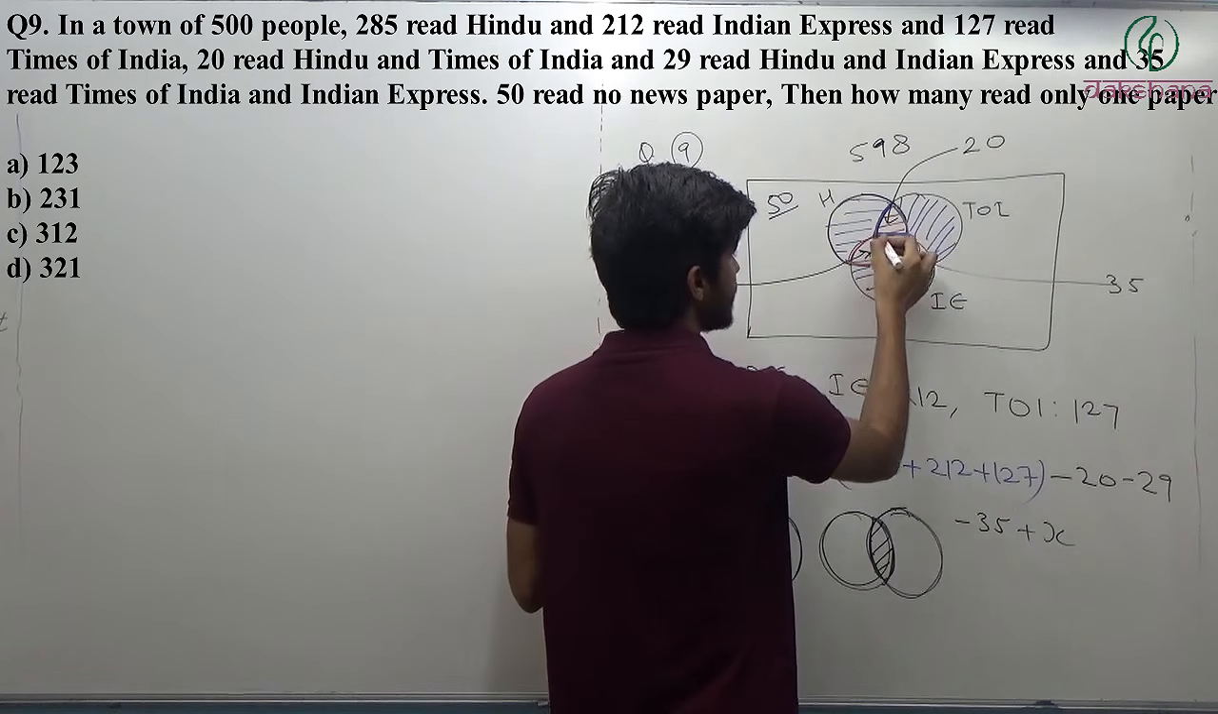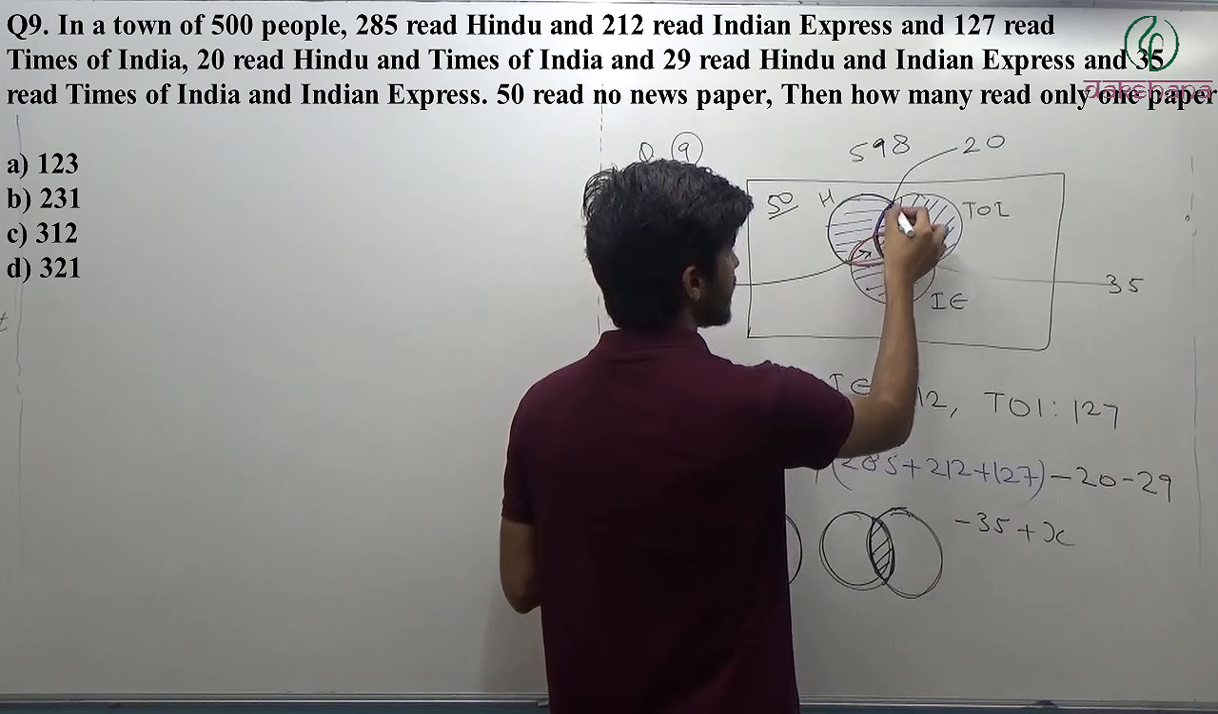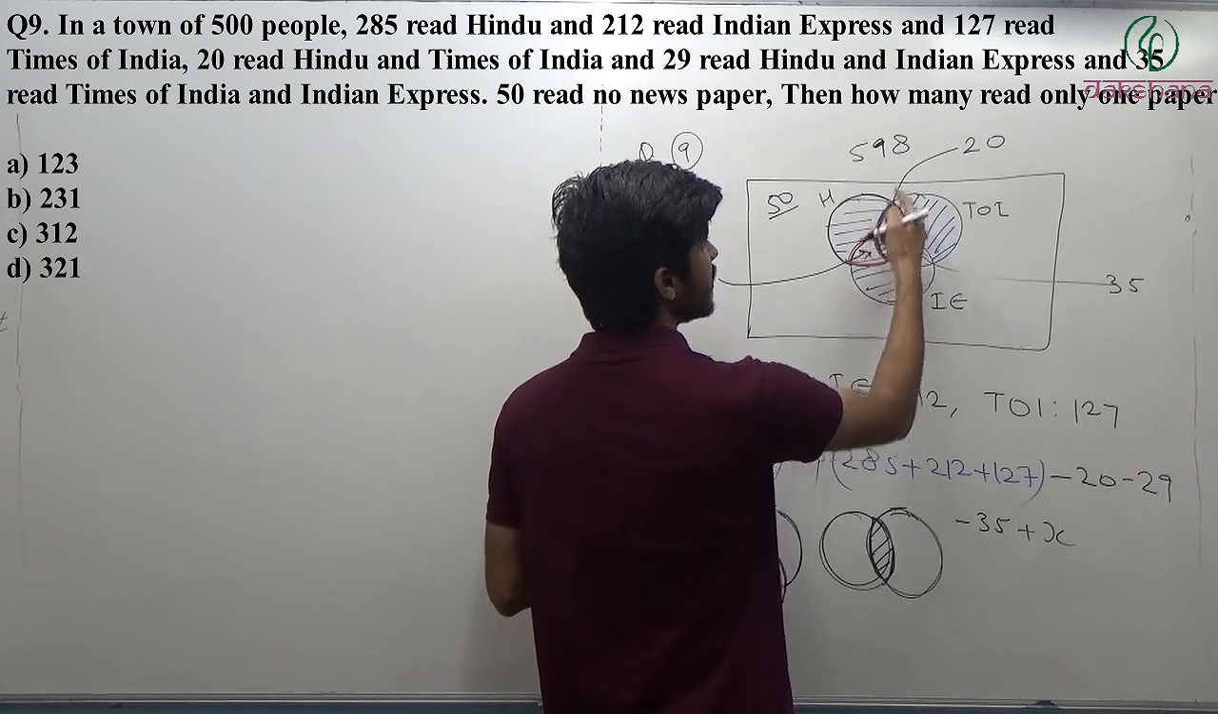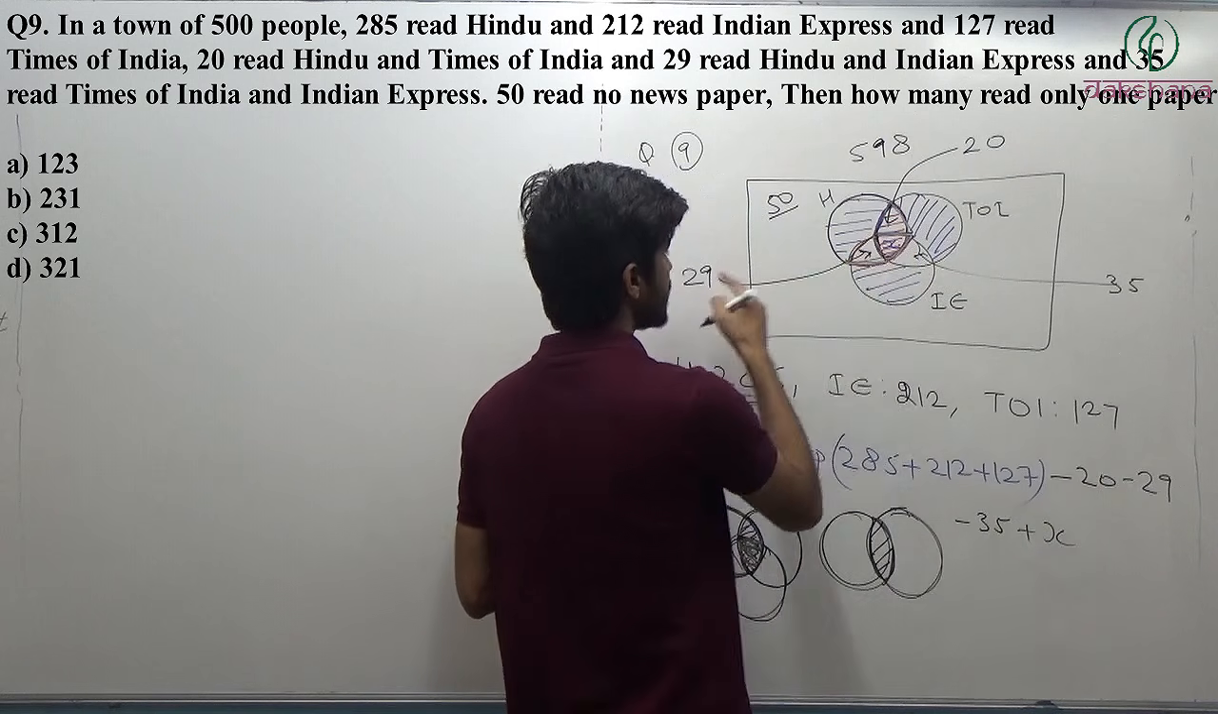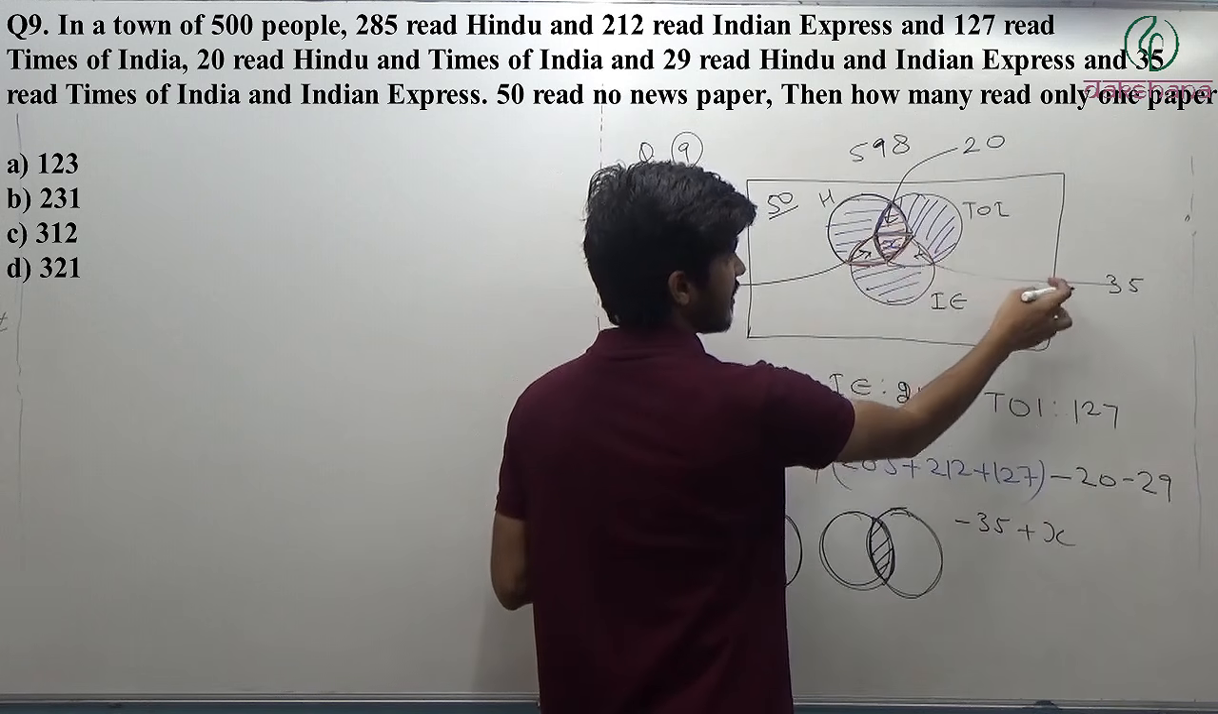This portion is X, right? This common one. So this one is 20 minus X. Similarly, this one is 29 minus X. This one is 35 minus X.